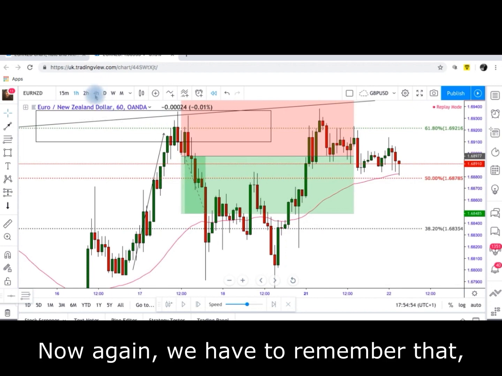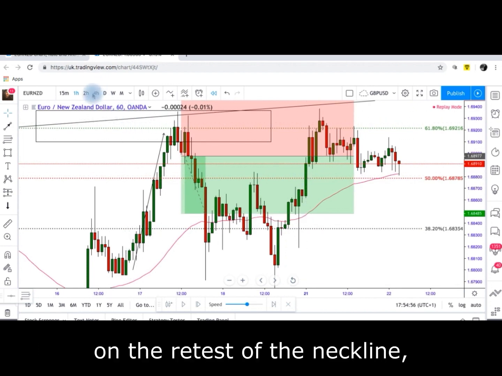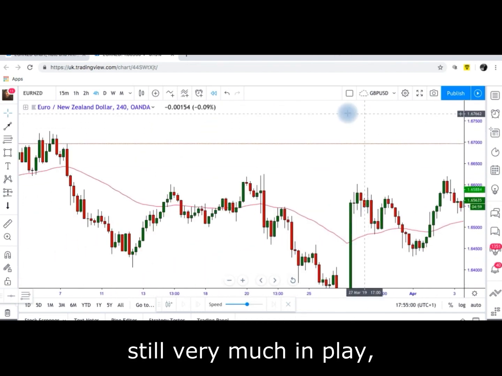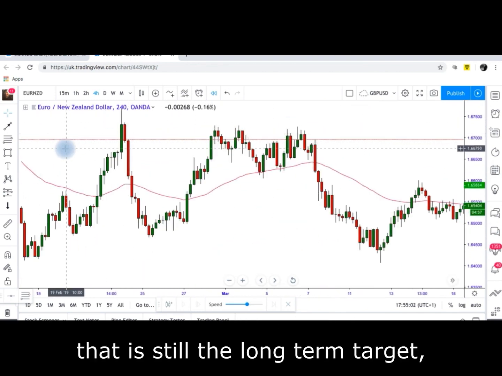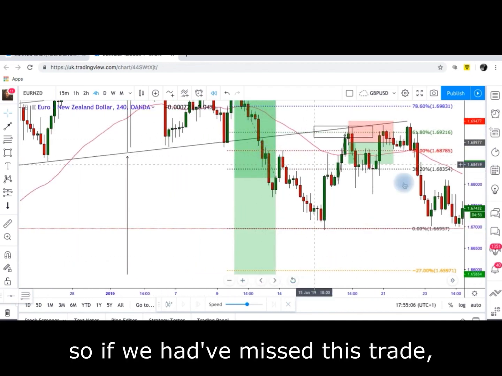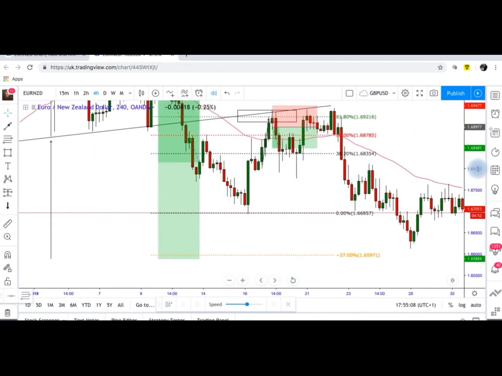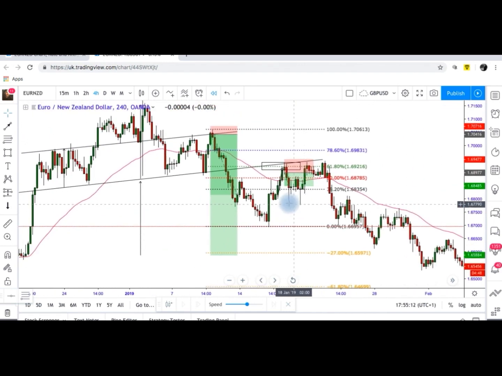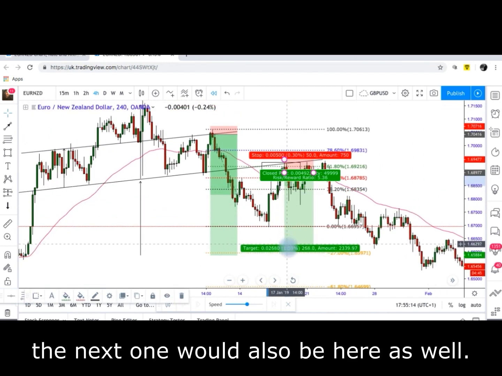Now again, we have to remember that on the retest of the neckline, the actual duplication from neckline to head is still very much in play. That is still the long-term target. So if we had have missed this trade, the next one would also be here as well.